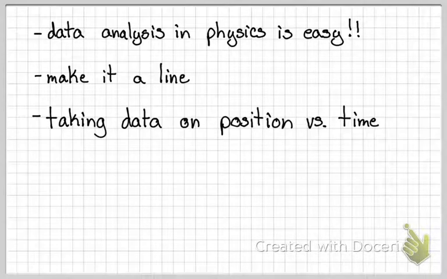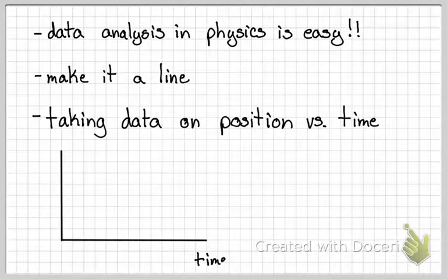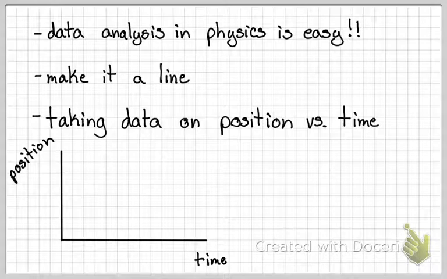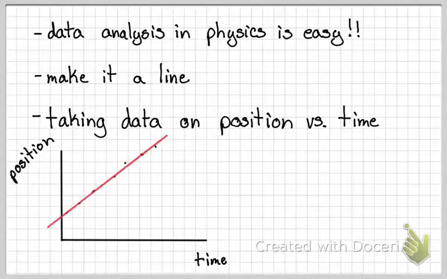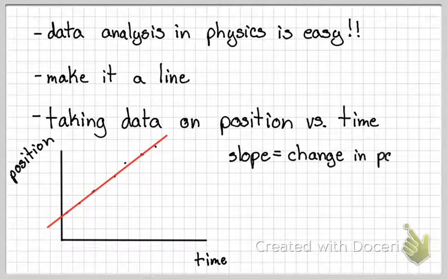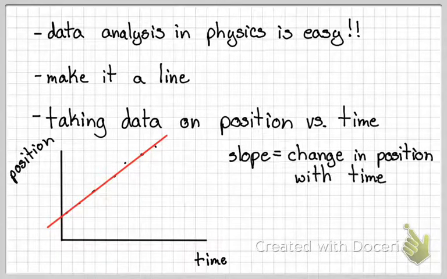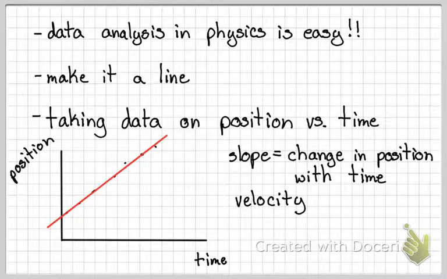Okay, so let's do an example. If we're taking data on position versus time, we're going to put position on our y-axis and time on our x-axis. And I get some dots that look like this. I can draw a best fit line through it. And then the slope tells me the change in position with time, which we'll learn later on is called the velocity. So the slope of that line gives me the velocity. That's a really simple example of how to take data and show that it's a line.